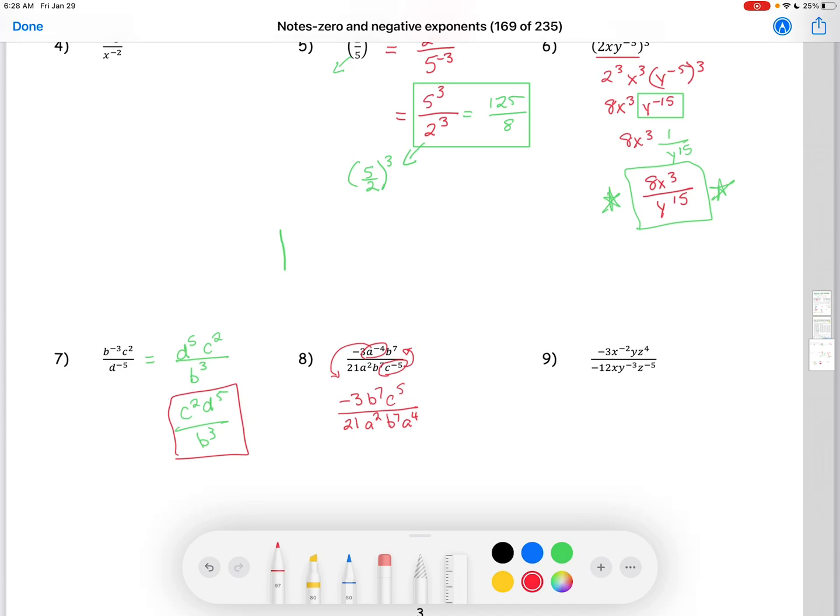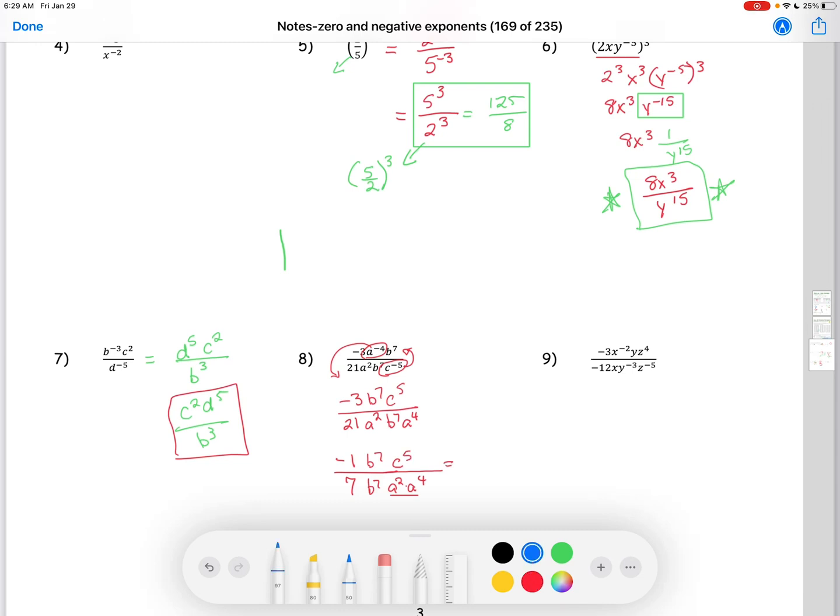All right, now we can start to simplify all of this. So negative 3 over 21, 3 goes into both of those, so this becomes negative 1 over 7, right? And then we have b to the 7th over b to the 7th. We already know what happens with that. And then a squared times a to the 4th, product rule, right? So we add those exponents. And then we're just left with c to the 5 up here at the top.